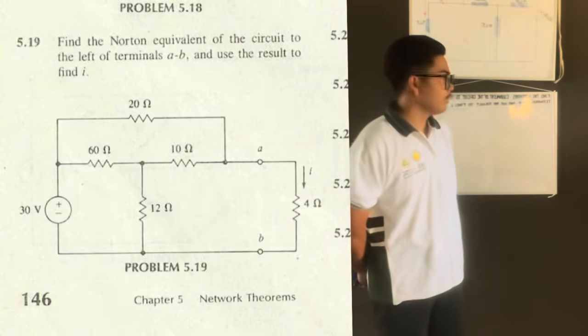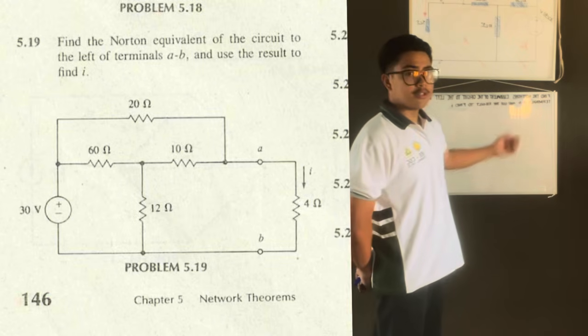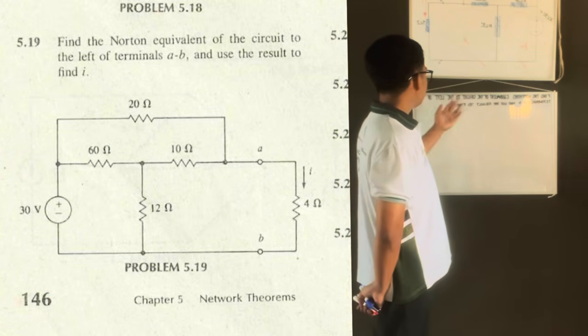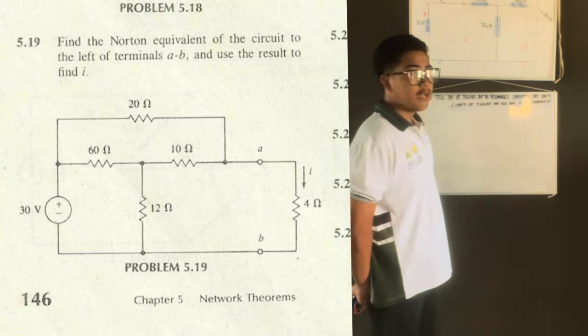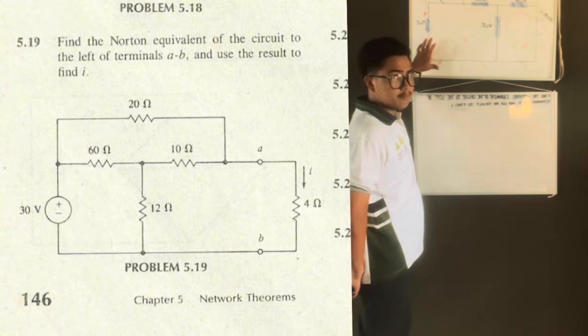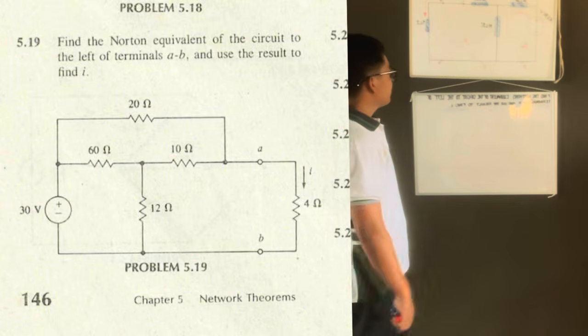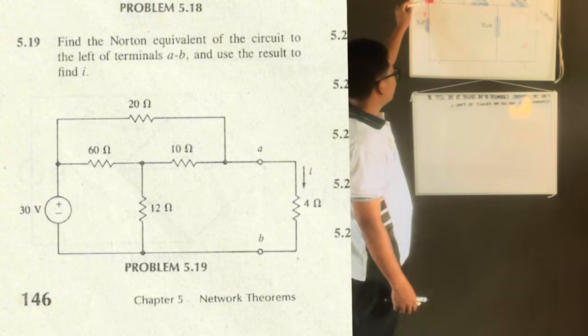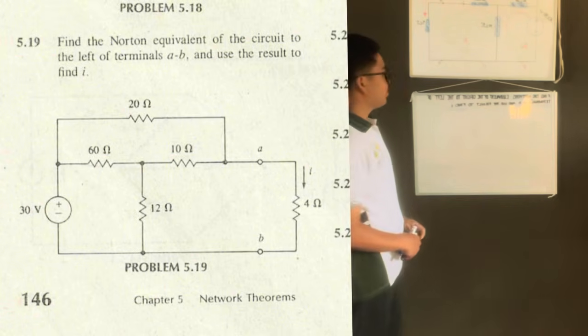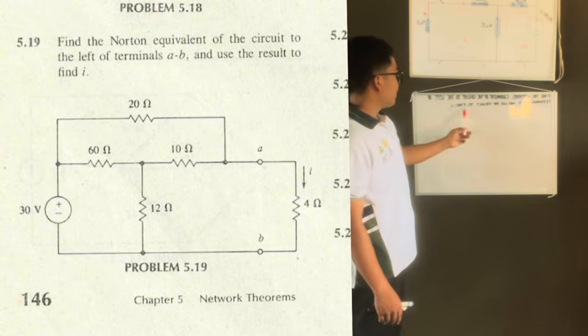This problem says, find the Norton equivalent of the circuit to the left of terminals A and B, and use the result to find I. So our terminals here are A and B, which we will use to find the result and to find the I.